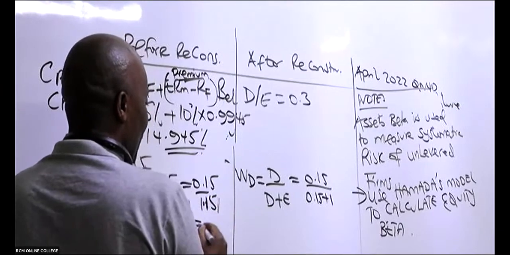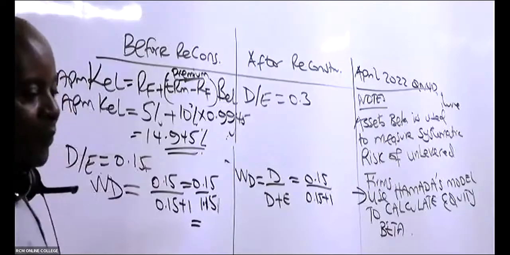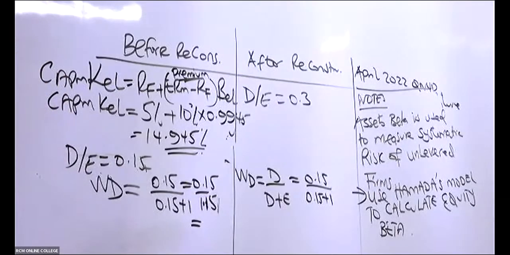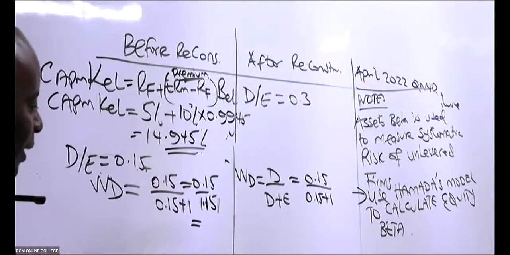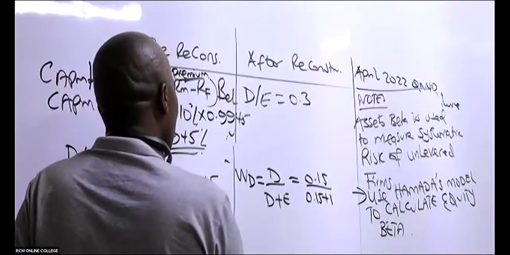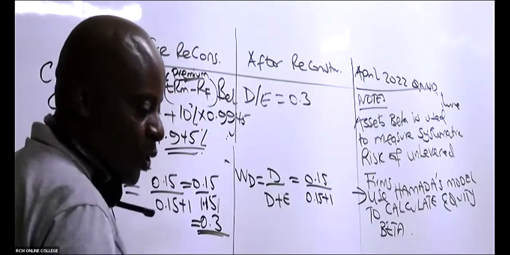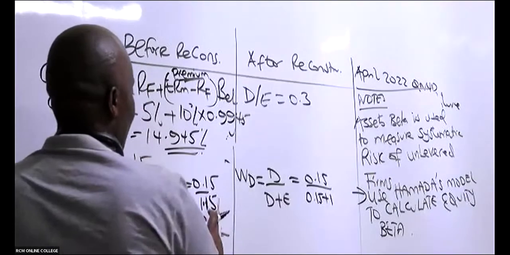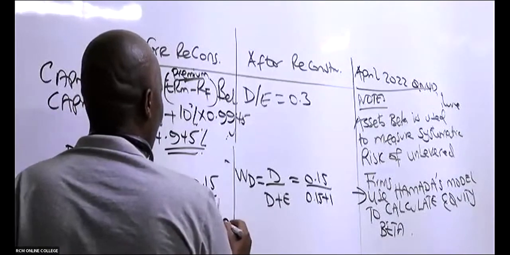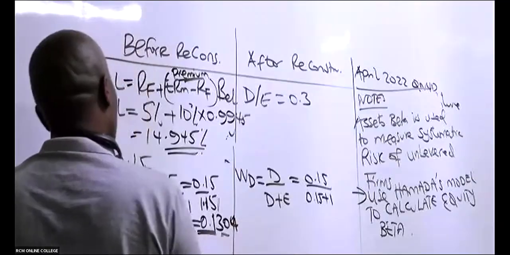So this one here will end up giving us what figure? Please confirm. Weight of debt, 0.13, isn't it? Let me try you out before we continue. So 0.13. Can we write 0.1304? Yeah, thank you so much.